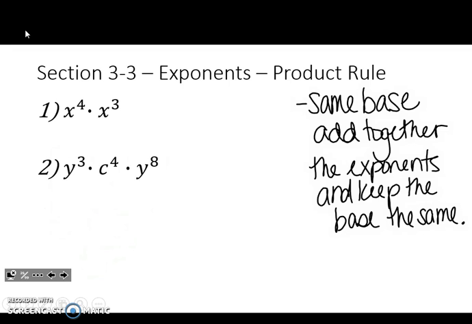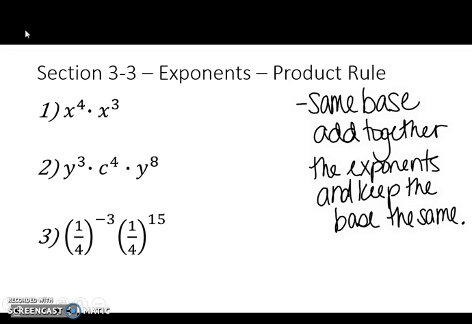So far I've showed you examples with variables as the bases. But let's look at one that has a number as a base. So in both of these problems, the base is 1/4. So since they have the same base, we're going to keep our base the same, and we're going to add together our exponents.